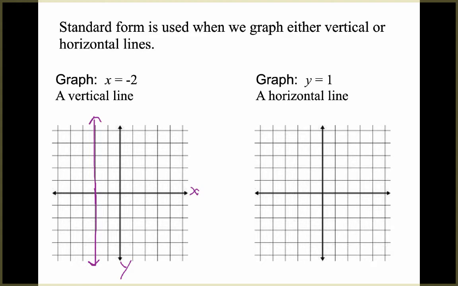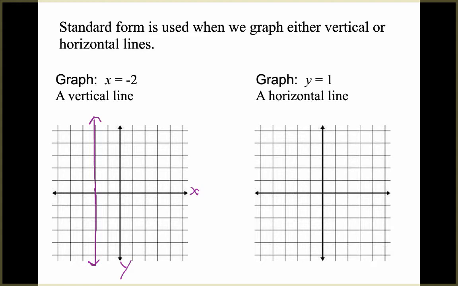So the y doesn't matter. When y is 3, x is negative 2. So when there's no y in the equation and all we have is an x variable, we will have a vertical line. It is similar for horizontal lines.